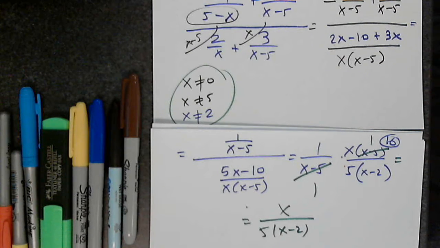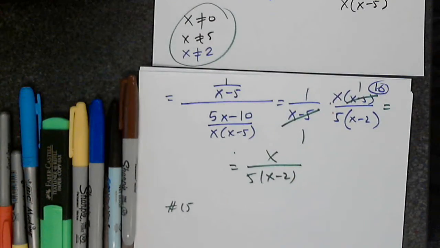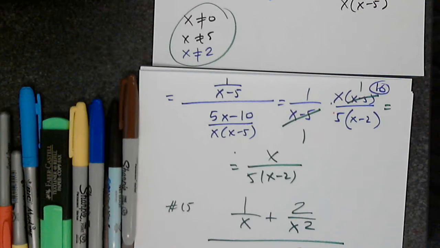Okay, we have time for another problem or two, and that's it for today. Yeah, let's look at 15. Why not? 15. 1 over x plus 2 over x squared, everything divided by x plus 8 over what? Over x squared.